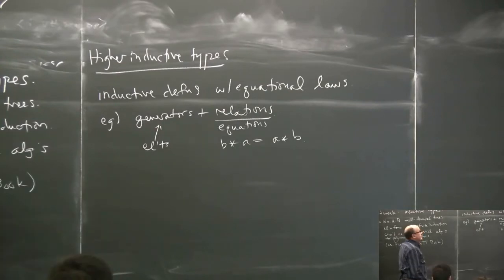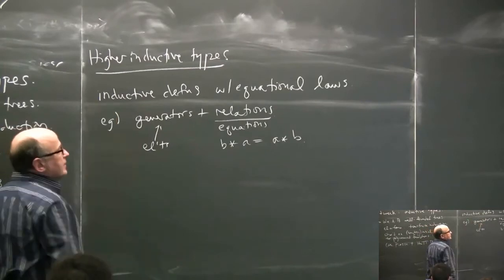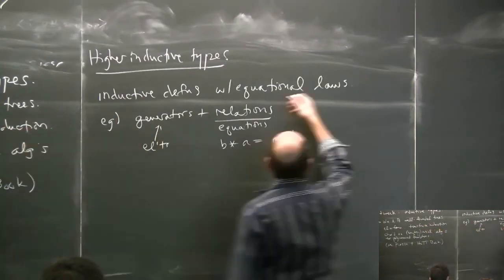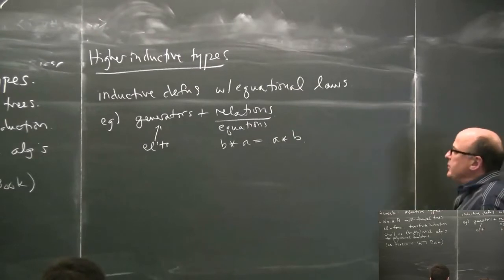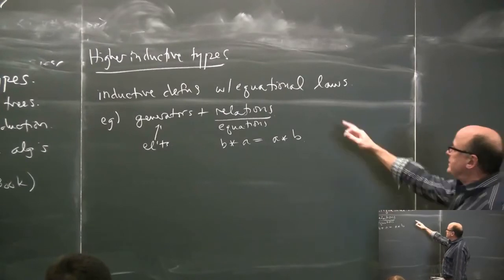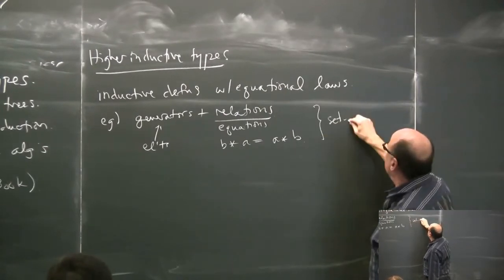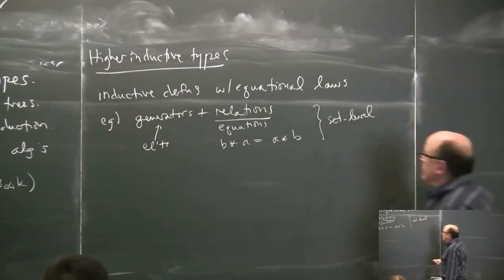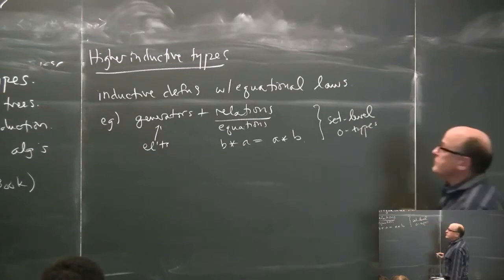So the idea is that you have the notion of the generators, you have a way of telling me what the elements are, so it's like an inductive definition. But in addition, I have a way of telling you some equations or relations that must hold amongst them. But in the setting of homotopy type theory, this will turn out to be a set-level concept, that is, it will live in the notion of 0-types.